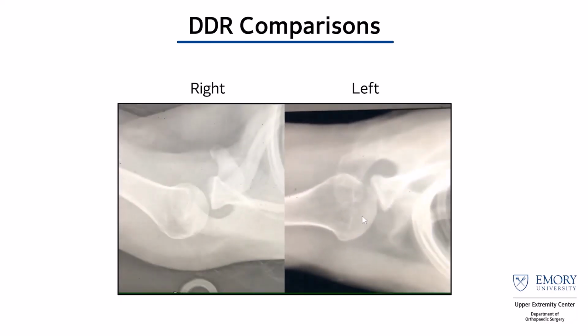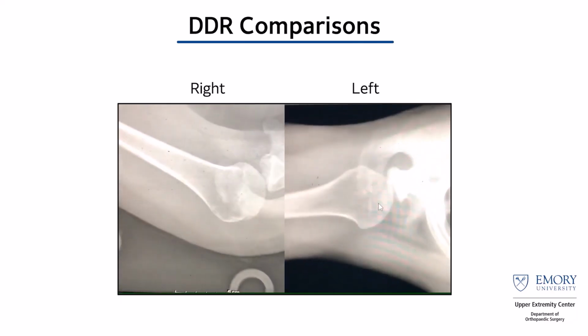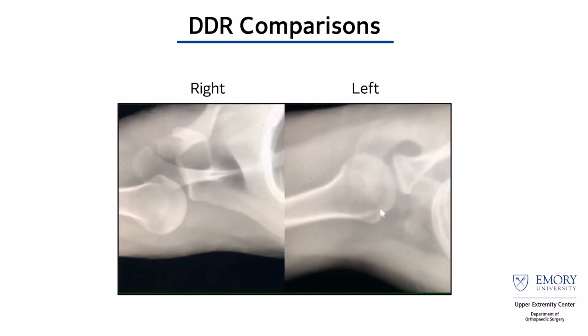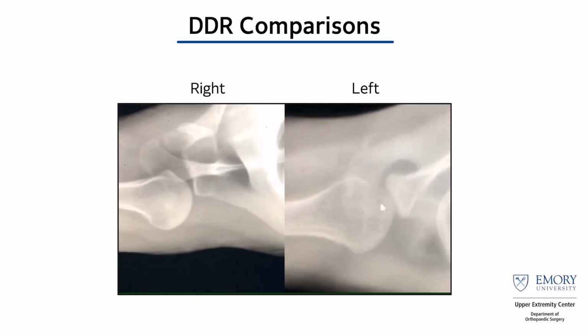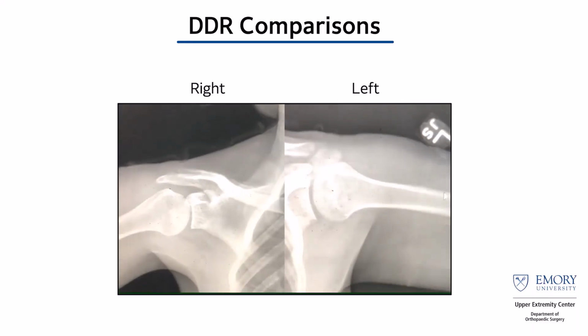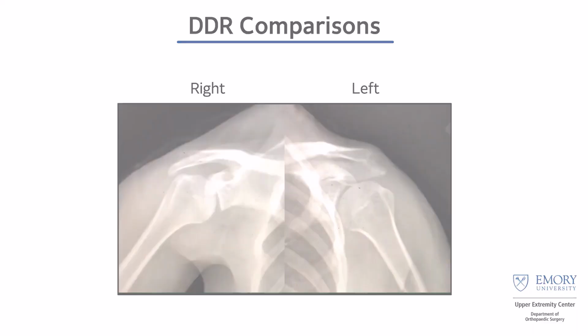And the cool thing was we got the DDR on the left versus right. So the left is the side we operated on, did the latissimus transfer, and you can see how we were able to recenter her head. On the right, you can see how she's posteriorly decentered, and she's posteriorly subluxed, and she's not able to move her shoulder because she's not actually in the glenohumeral joint.